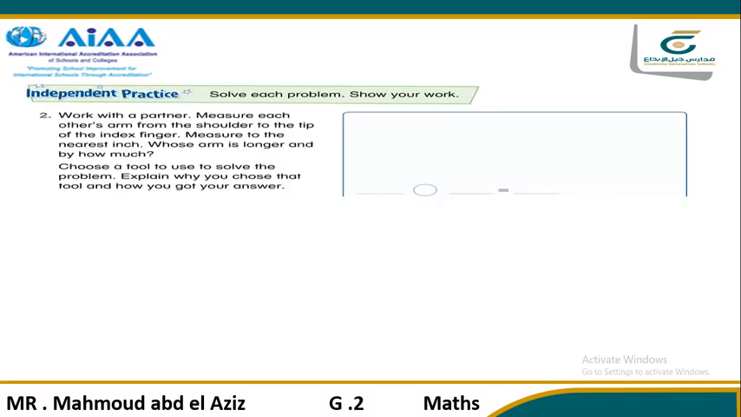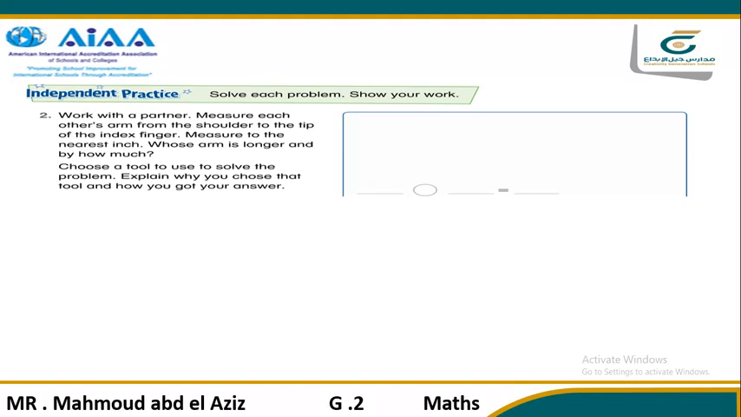So, dear students, with our first question here, and this question is the same question. Work with a partner, measure each other's arm from the shoulder to the tip of the index finger and measure to the nearest inch. Whose arm is longer and by how much? Choose a tool to use to solve the problem.